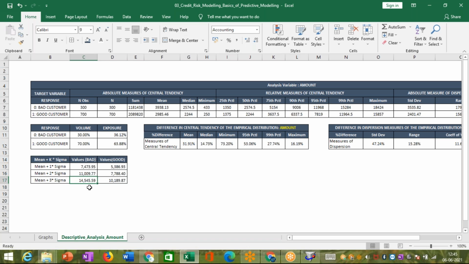Similarly, for the good records, you will see that the same plus minus 3 sigma figure is 10,189. It is much lower than that of the bad borrowers. So from whichever aspect you look at it, you see that the amount variable is a perfect rank ordering variable. It risk orders both these groups very nicely and can distinguish the two groups very nicely. Therefore, this variable will enter into the model as an important variable.